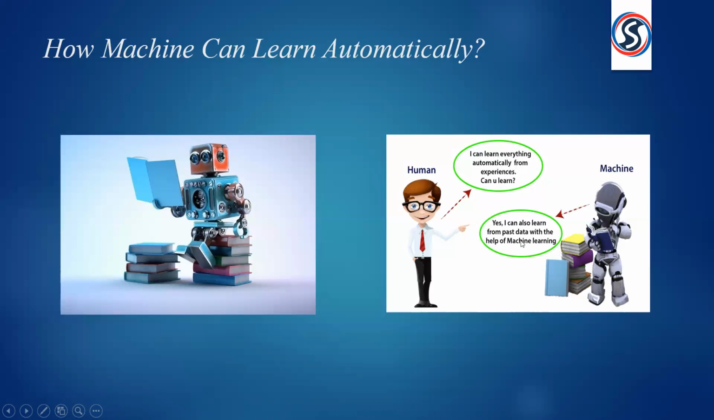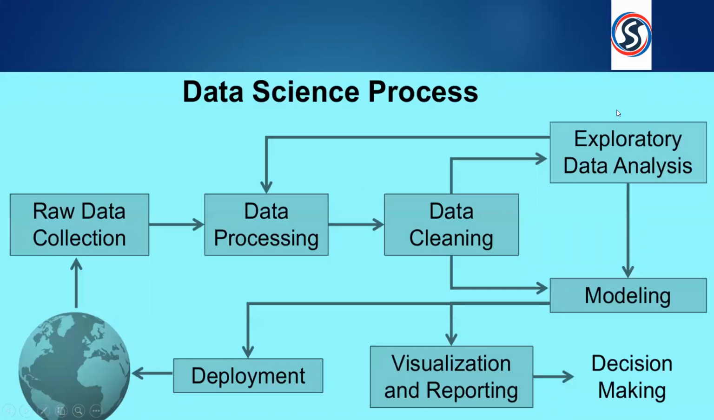Then the machine is telling, yes, I can also learn from the past data with the help of machine learning. Okay. So if we talk about the data science process, what is the data science process? So this is the first stage.